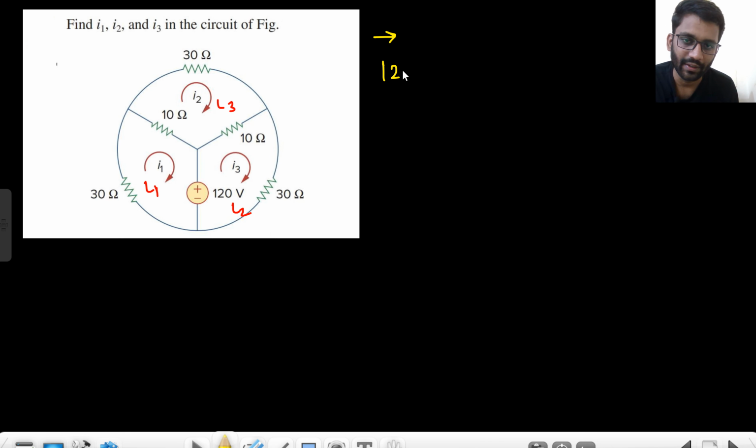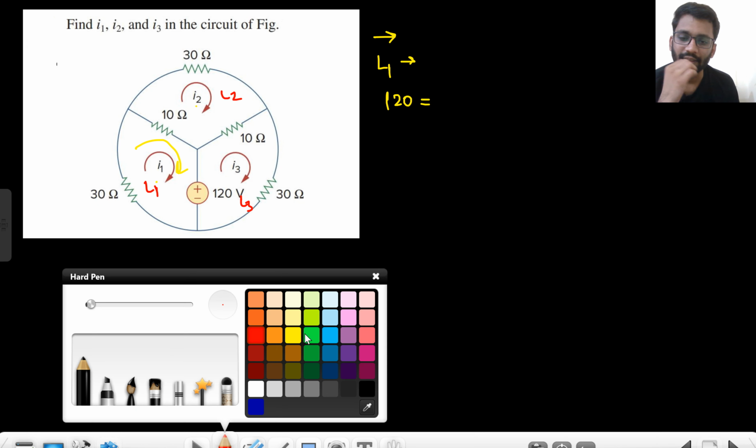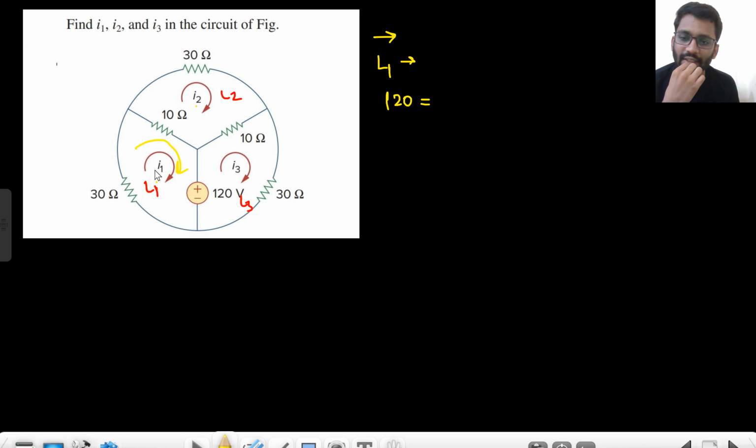So how will you write? For loop 1 I am writing. So 120 volts is equals to, for I1 I will write, for this loop I am writing, right? So in case only considering this loop, how many currents are there? I1 current and I2 current. Let's just call this loop as L2 and this loop as L3. Okay. So in this loop, we have only two currents, that is I1 and I2. In this loop, we have I1 current here and I1 minus I2 current here.